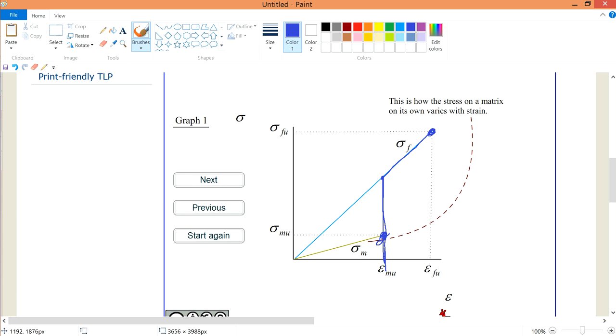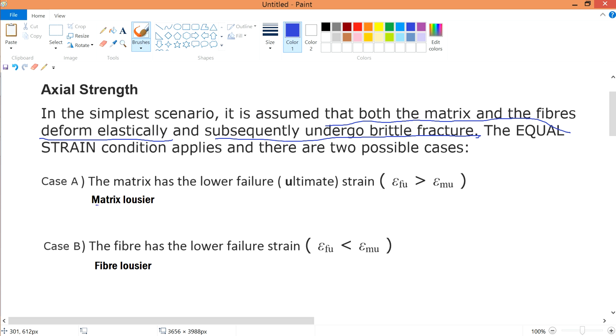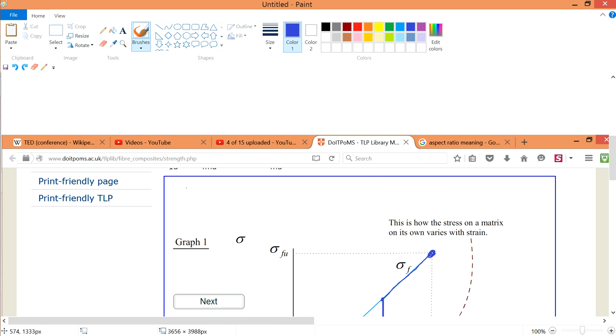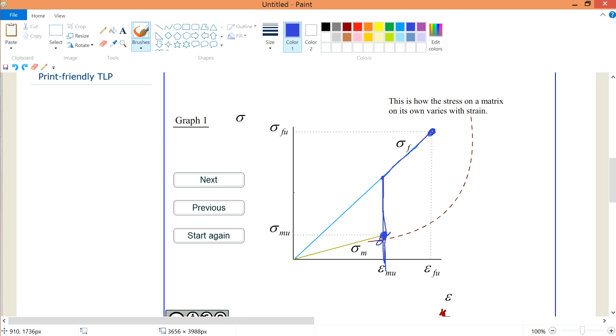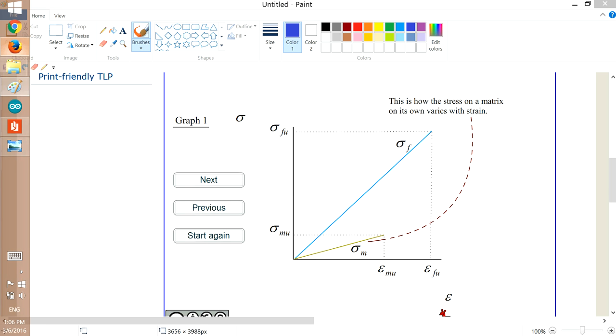Alright, so the matrix will fail first before the fiber, which is what we have said in case A, right? The matrix is weaker, okay, and therefore, as you can see, the matrix is weaker. Alright, so knowing these things, how do we go on next? Alright, let's take a look.